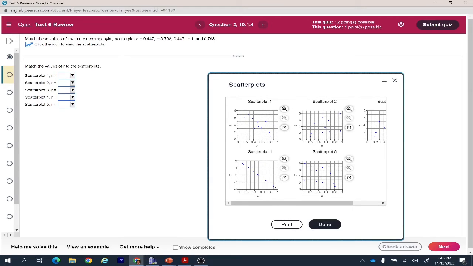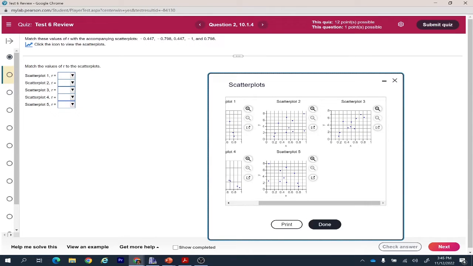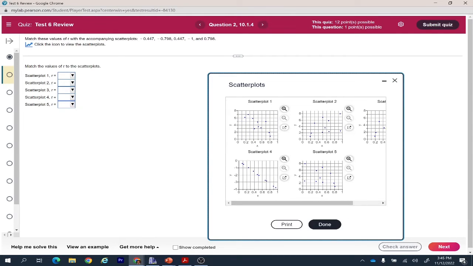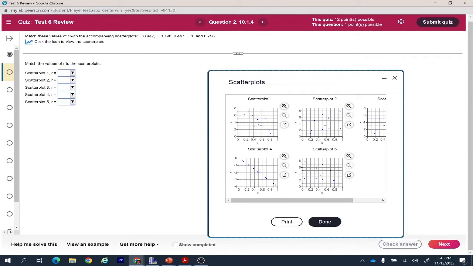Here the value of r should be positive. Here the value of r should be positive because it's growing. Here it's negative and it's more of a straight line, so it should be very, very close to -1. And this one, it's going down, but not perfectly down, so it would be negative but far from -1. Okay, so I can say for sure that scatter plot number 4 is -1. And scatter plot number 1 is supposed to be close to -1.